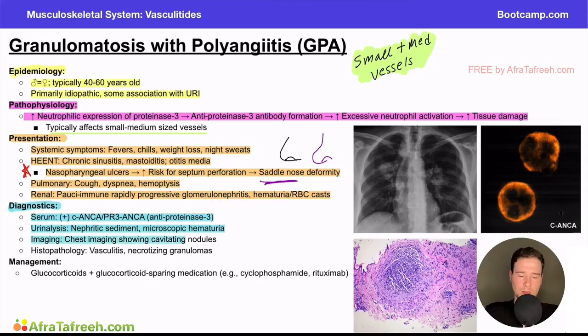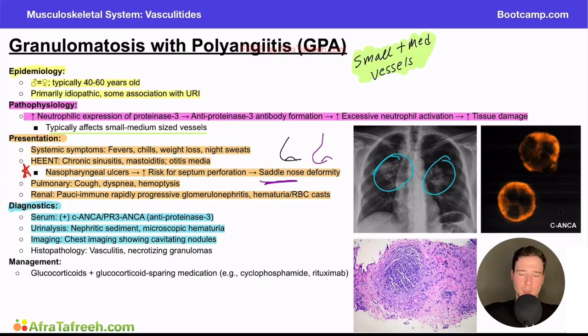On imaging, we can see things such as cavitating nodules. So if you draw your attention to the image over here, you can see what we're talking about. You can see some of these cavitating nodules on the chest x-ray, right? These are unusual findings. And again, this by itself does not tell us that we're dealing with GPA. It's just another clue that we're dealing with something that involves the lungs. If we combine this with something that involves the renal system, and they're having some nasopharyngeal involvement as well, right? We have our classic triad that we associate with GPA.